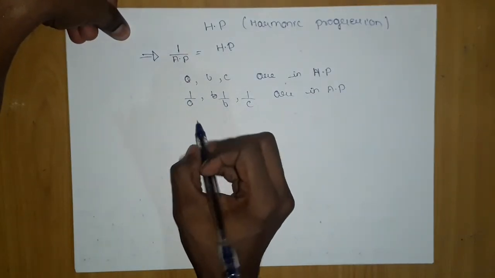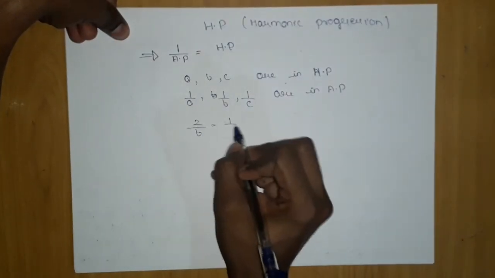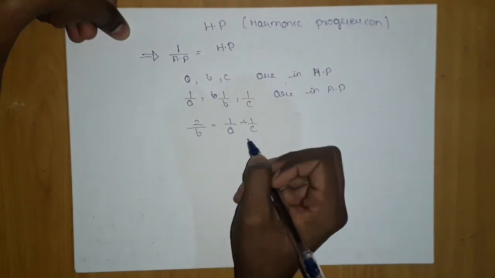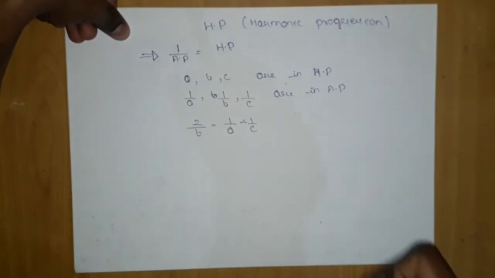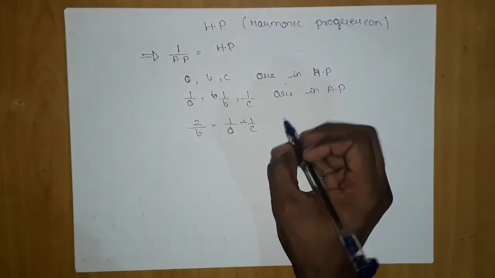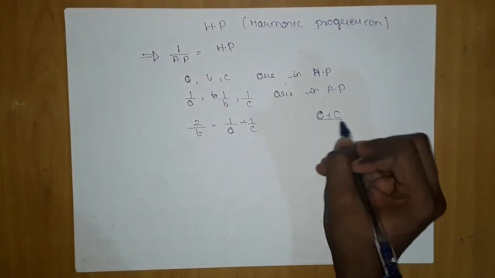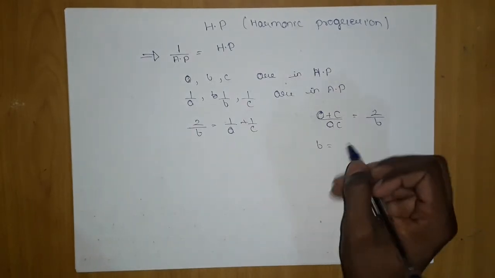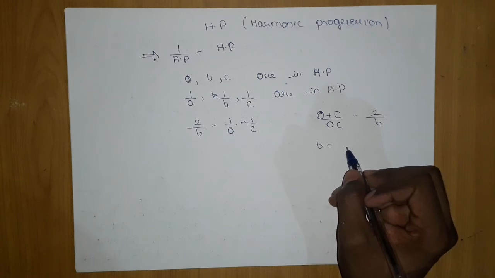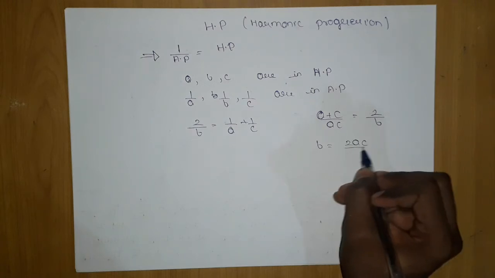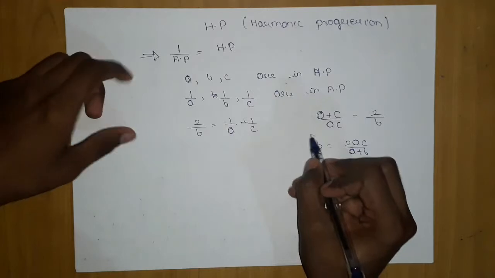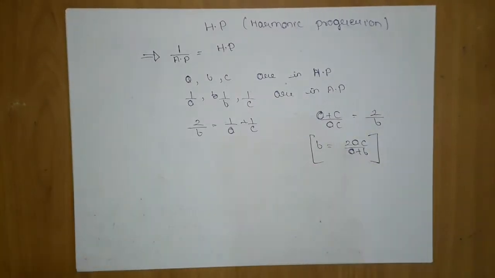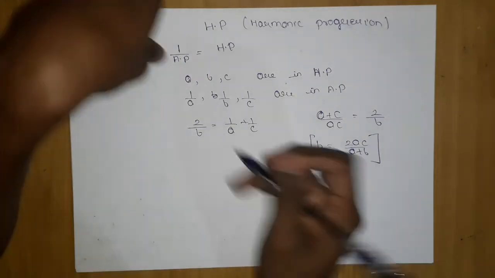What we have is 2 by B is nothing but 1 by A plus 1 by C. This is the basic thing which you study in AP, the arithmetic mean. What you are getting is (A plus C) upon AC is nothing but 2 by B. When I reverse, what I get is B equals 2AC upon (A plus C), the value of the middle term of terms which are in HP, harmonic progression.